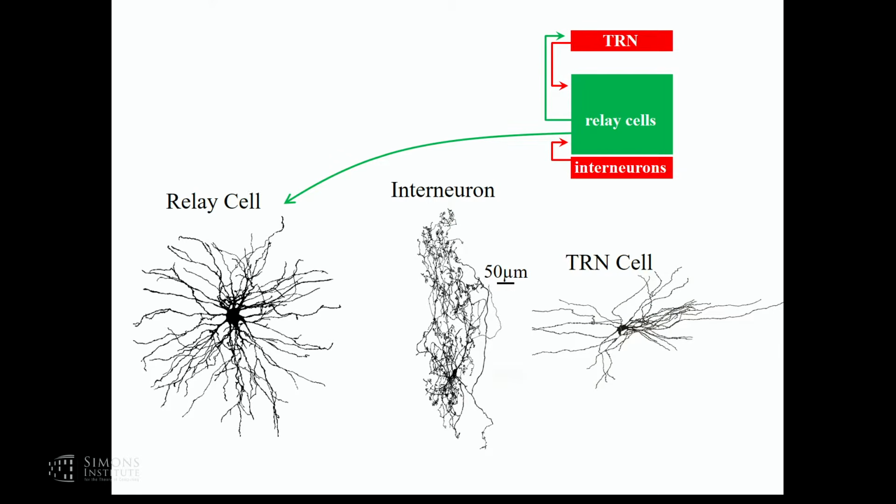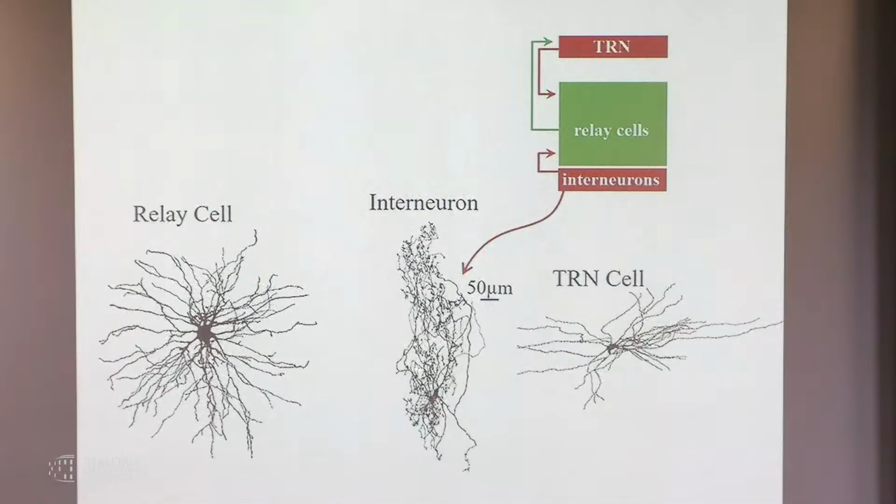Somebody asked a question afterwards, and I forgot to mention it. The relay cells throughout thalamus outnumber the interneurons, that's what this is, by about 3 or 4 to 1, with some variability. So these are about 75 to 80%, and these are the rest. This is the thalamic reticular cell, GABAergic. This is the interneuron, and the relationship between these two becomes quite interesting.